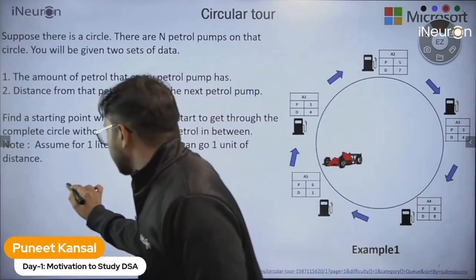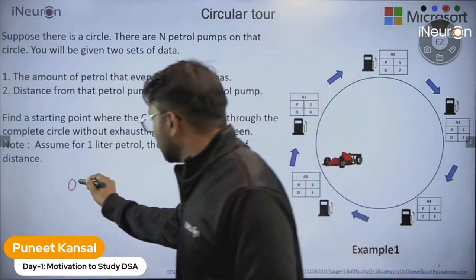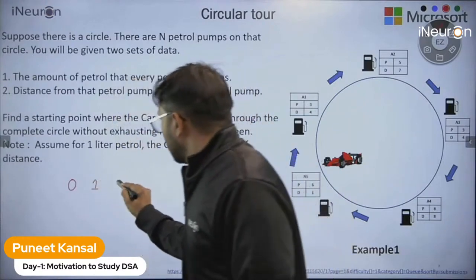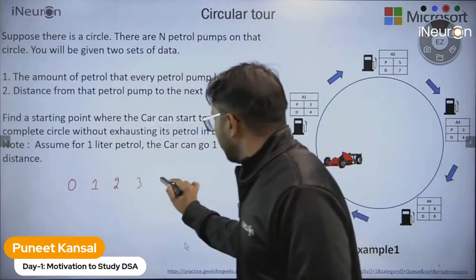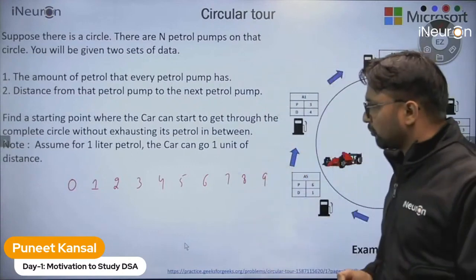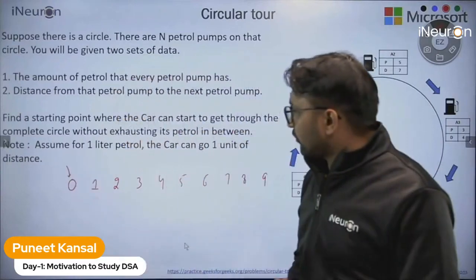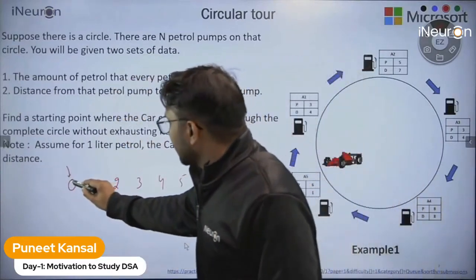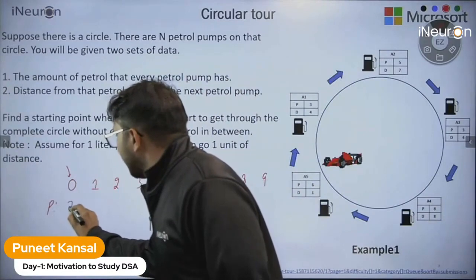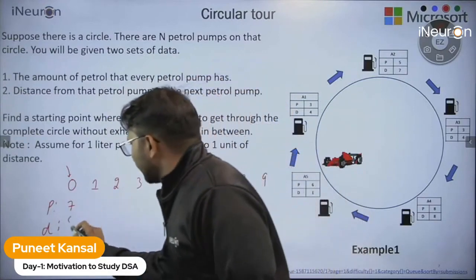So I'm at the 0th petrol pump. This is my 0th petrol pump. I start from the 0th petrol pump, let's suppose. Then I move to the first petrol pump, second. So these are the petrol pumps we have. Let me write 3, 4, 5, 6, 7, 8, 9. Let's suppose we have 9 petrol pumps with us. So let's suppose I start from here. I can see that at this petrol pump the petrol is 7, and the distance is, let's suppose, 5 kilometers we need to travel.